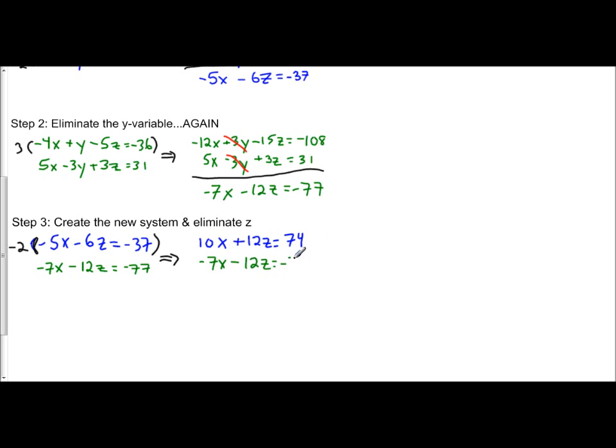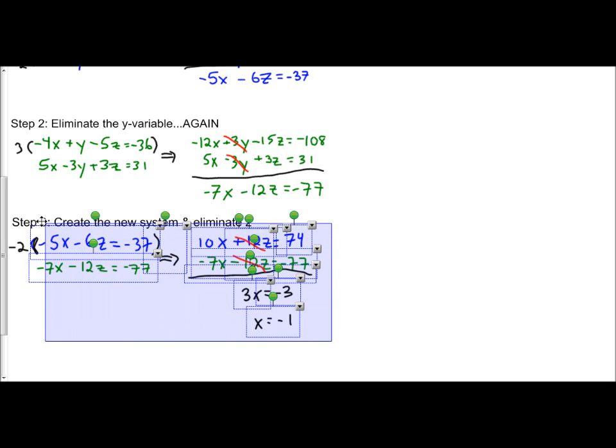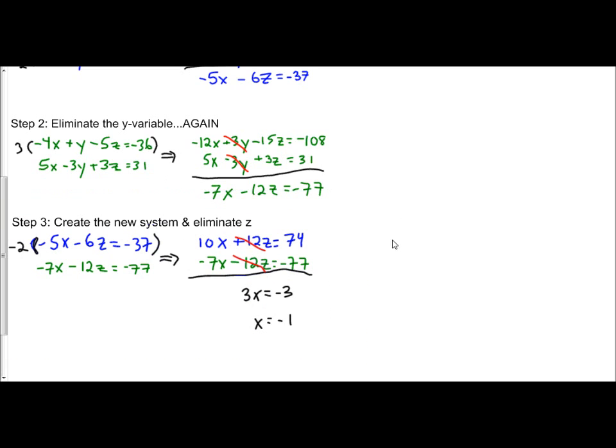equals negative 77. They're opposites, 12z and negative 12z, so I can add my two equations together, and that's going to cancel them out. So I have 10x minus 7x, that's going to give me 3x. 74 minus 77 equals negative 3. Divide both sides by 3, x is negative 1. And so by creating the new system, I choose which variable I'm going to eliminate, and I chose to eliminate my z because it was easy to do.